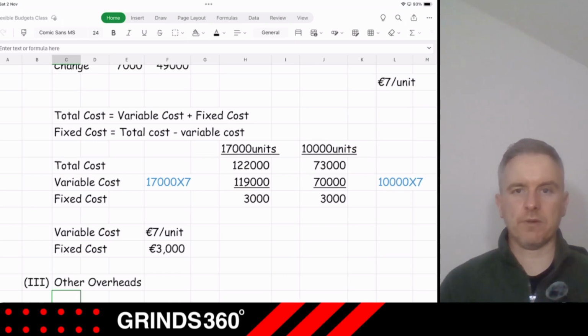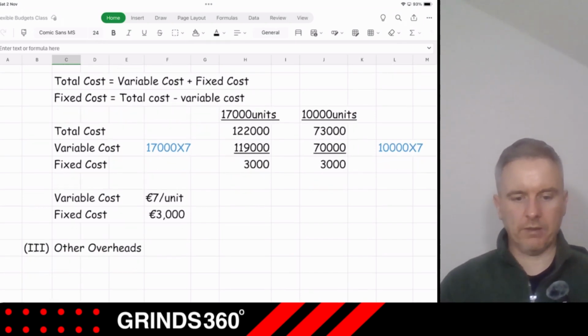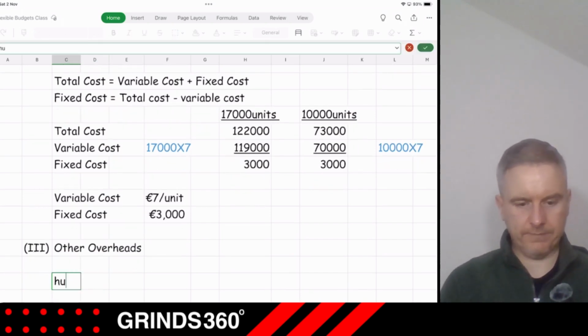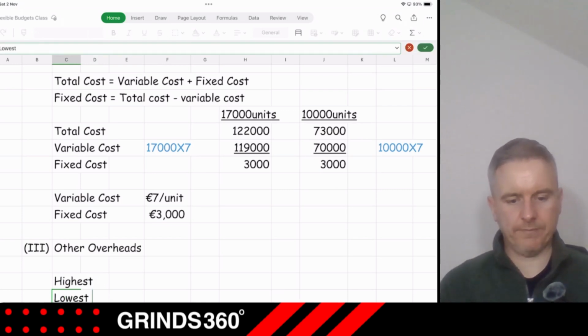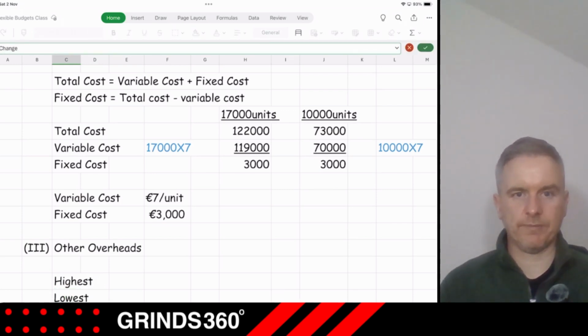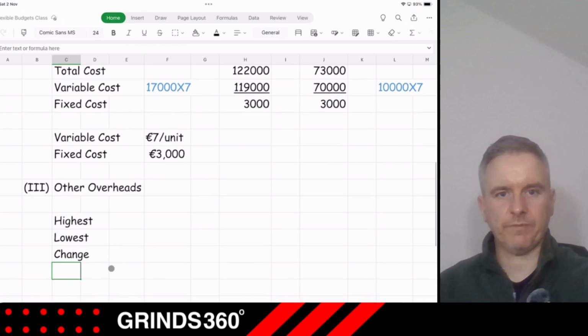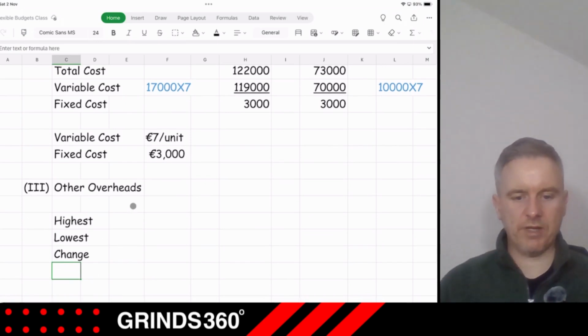I use what's known as the high-low method. So in order to use the high-low method, I need to know the highest number of units, the lowest number of units, and the change in the cost. So that's what I'm going to do. I'm going to take the highest, the lowest, and I'm going to get the change.